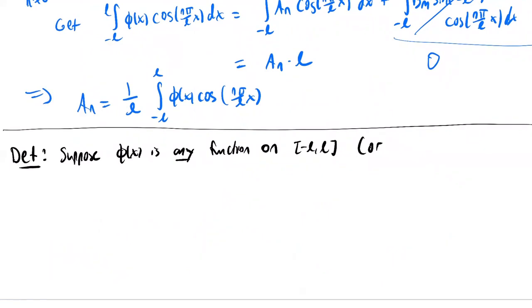Or there's an analogous version for 0 to L, which you can infer from this. So I'm going to write this definition for the interval from minus L to L. For the formulas I'm about to write, just replace minus L by 0, and then they hold.